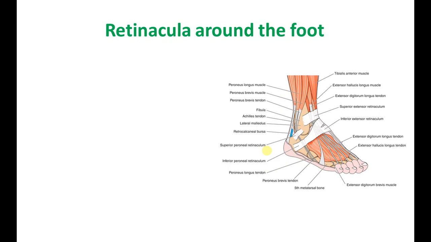So we have finished with the structures on the dorsum of the foot. Now we will discuss the retinacula of the foot. You all know that the retinacula of the foot are a modification, or thickening, of the deep fascia, mainly present around the ankle and the upper part of the foot.